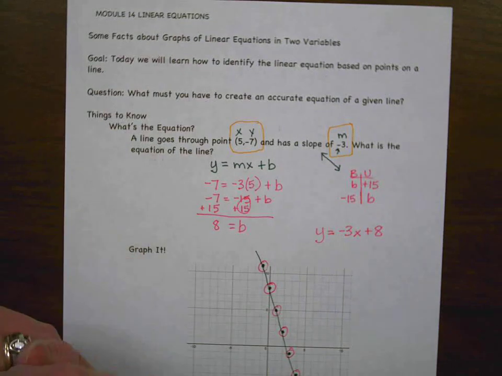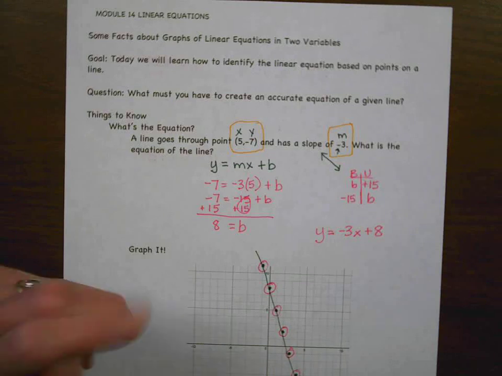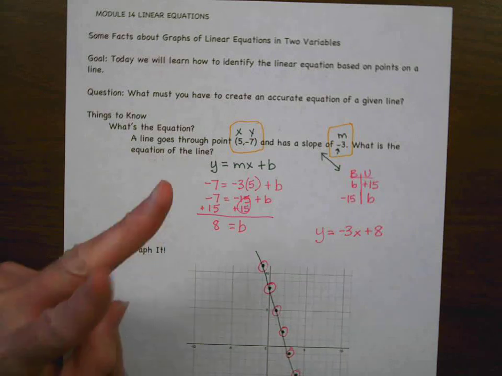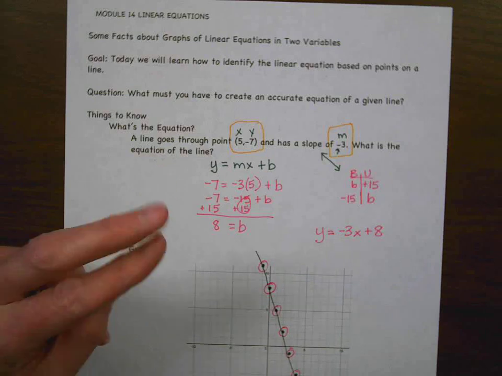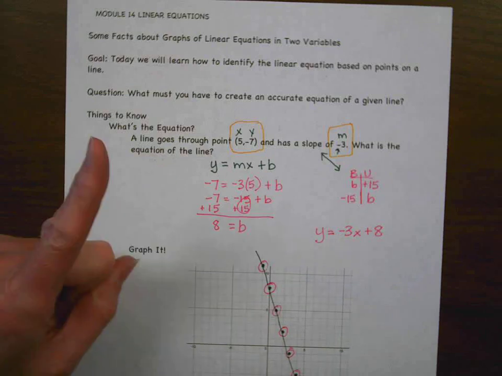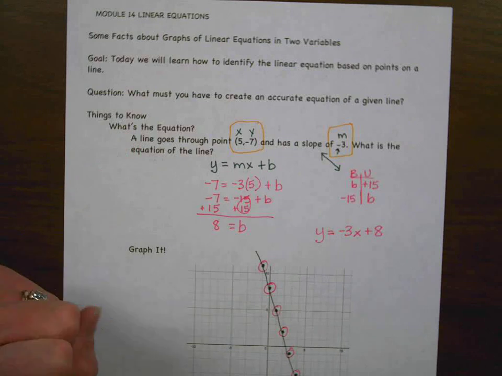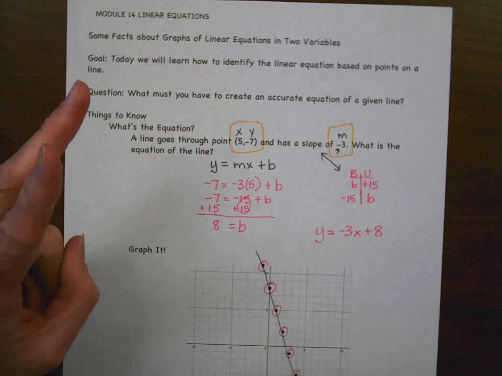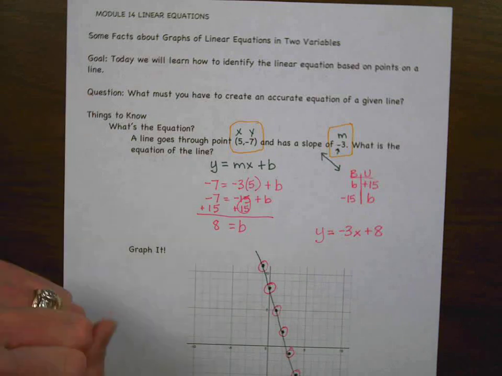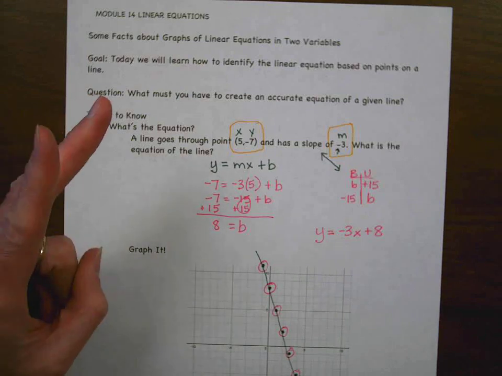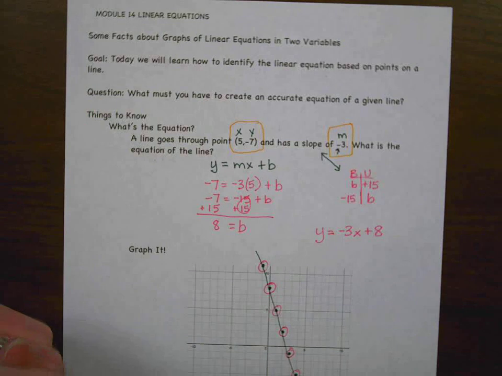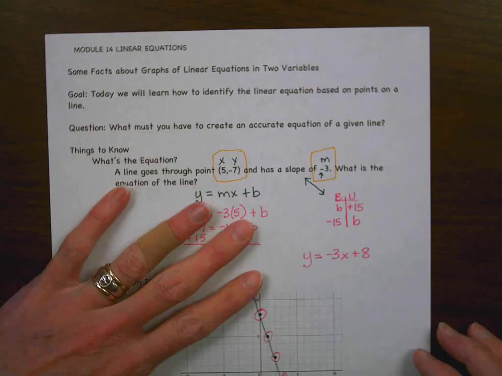The question that I wanted you to think about in this lesson is, what must you have to create an accurate equation of a given line? I would say the things that you have to have is you have to have at least 2 points. And if you don't have 2 points, then you have to have 1 point and the slope in order to create an accurate equation that represents the line. So again, what do you have? At least 2 points. If you don't have 2 points, you have to have at least 1 point and the slope. Okay? And that's how we would answer that question.